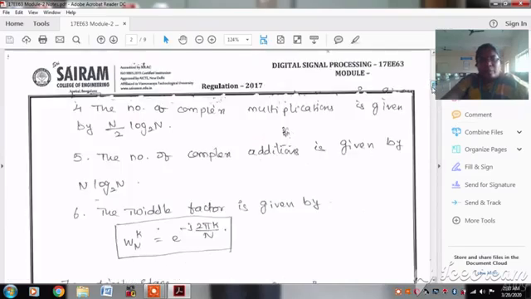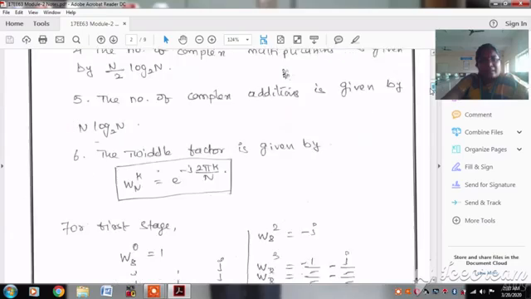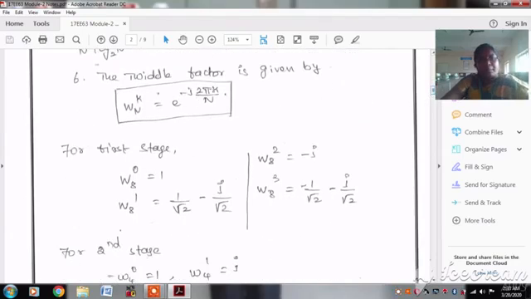Whereas the twiddle factor or the phase factor will be given by W_N^k equal to e power minus j 2 pi k divided by N. In the first stage, these are the twiddle factors we are going to multiply with your inputs. That is W_8^0, W_8^1, W_8^2 and W_8^3.